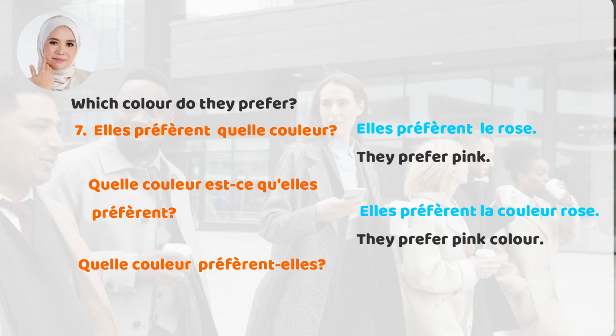Now, let's look at the answers. You have, elles préfèrent le rose. Again, here, ent is silent. Next, elles préfèrent la couleur rose. Le rose here, or la couleur rose, is the pink color. It is not the flower. Okay? Right.